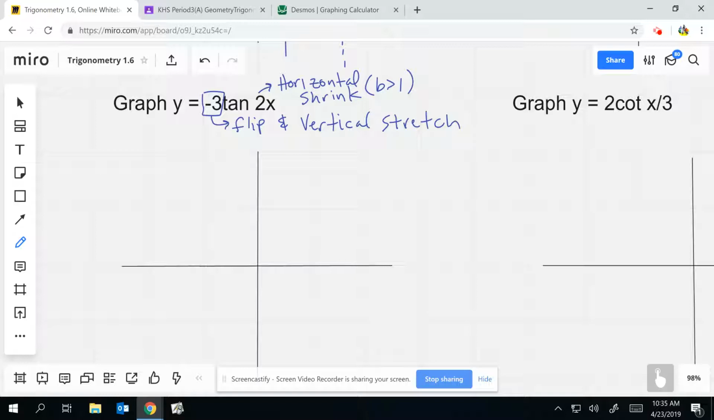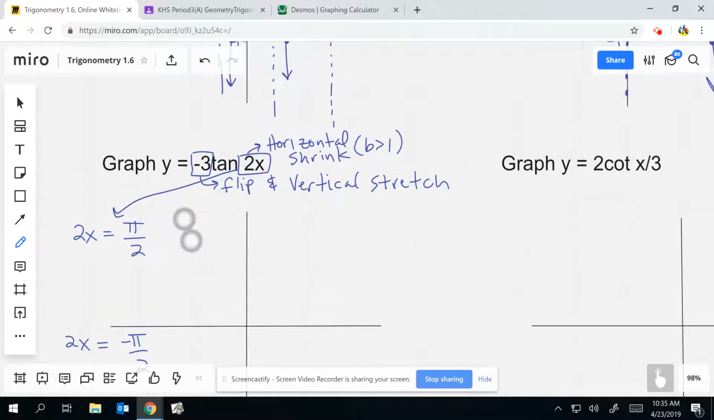So what we want to do though is take this 2x and make it equal to pi/2, and we want 2x to equal -pi/2. We've got to find out where my dotted lines are. That's the main thing, the most important. Find your dotted lines. Okay, so we know that with tangent, normally I'd be going up on the right, but this one's going to go up on the left and down on the right because it's a negative. This negative sign is going to flip the graph over.